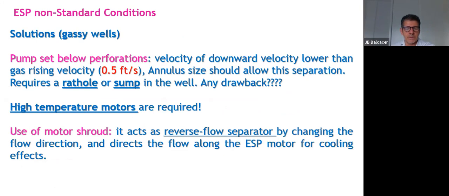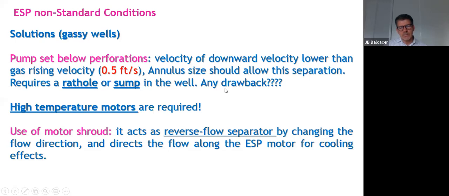Set the pump below the perforations to make sure that the downward velocity is lower than the gas rising velocity, which is 0.5 feet per second. In that case, the separation of the gas should happen in the annulus before entering the pump. Since we are setting the pump below the perforation, it requires a rat hole, or what is called a sump, in the well.